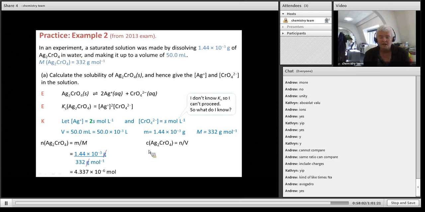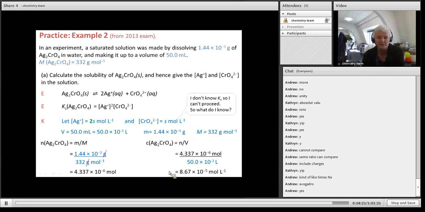Now that I've got my amount in moles, I can work out my concentration. Okay, and can you see I've now worked out my solubility without actually using my Ks value. So start off like that, but then you realize, oh, I've gone wrong. Well, not wrong, but I've got to do another method. So I'll go into the next slide now.